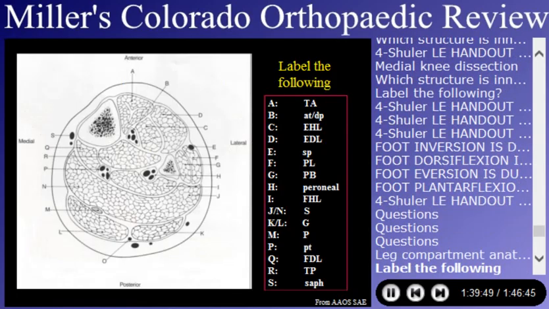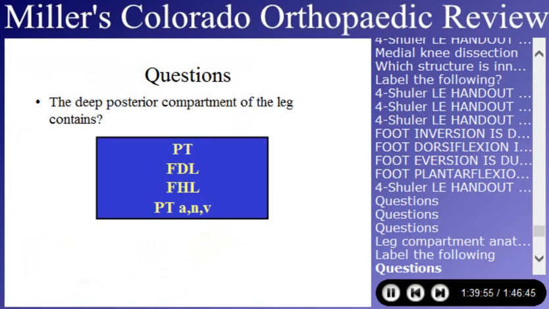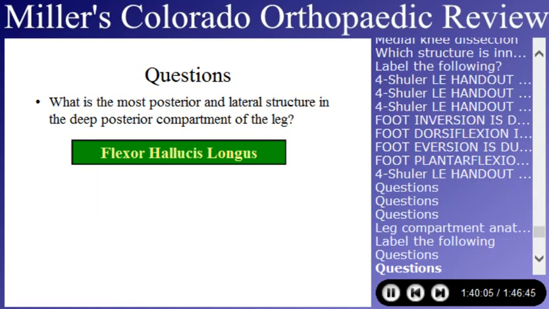Once again, I provided this for you to label. This was a diagram from back in 1992. The deep posterior compartment of the leg contains 3 muscles. Most lateral is FHL, then FDL, PT, and then the posterior tib artery, nerve, and vein. The most posterior lateral structure in the deep posterior compartment is flexor hallucis longus. You've got to know that.